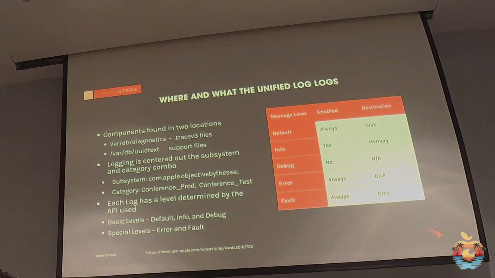Now, in info, if you look at the table that we have, you'll see it is enabled by default, but it's written to memory. I'll get to what I mean by that on the next slide, but it's not always written to disk, so you're not always going to find all of those info logs in the tracev3 files. And then your debug logs, those are disabled by default. Now, you can go in and change some of these settings via different profiles if you so choose.